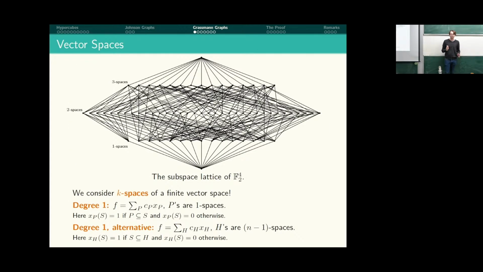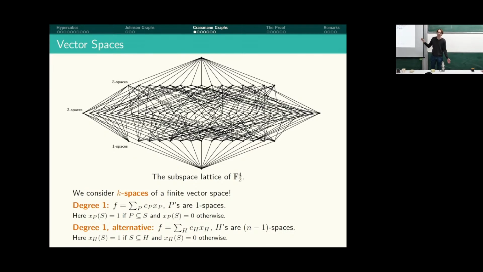Now, moving on to vector spaces. What do we have here? Now here you have the subspace lattice of a 4-dimensional vector space over the field with 2 elements. And this is one of the reasons why I like to give this talk again and again, because many years ago I spent a lot of time making this picture. Now I have to use it often enough.